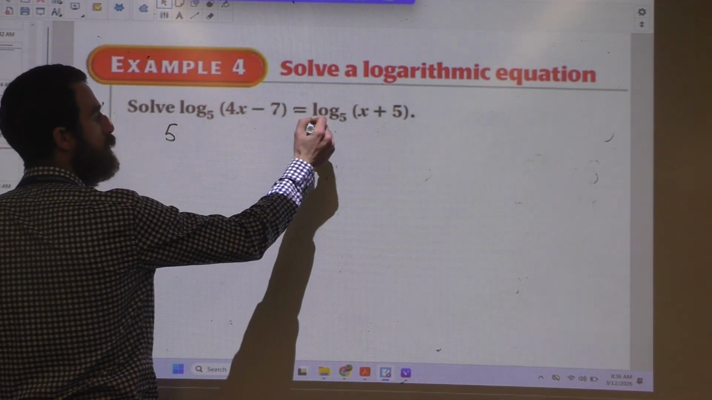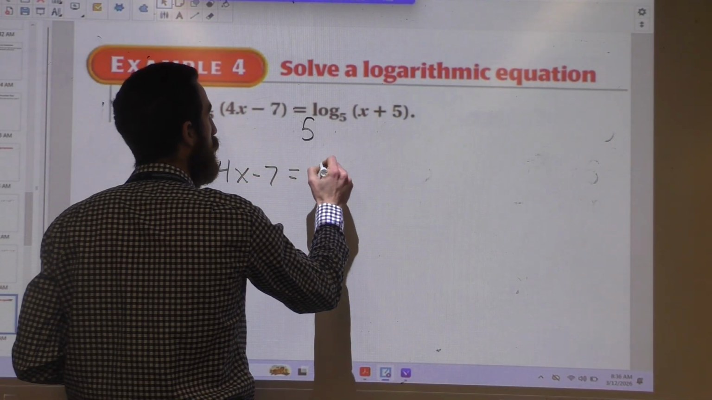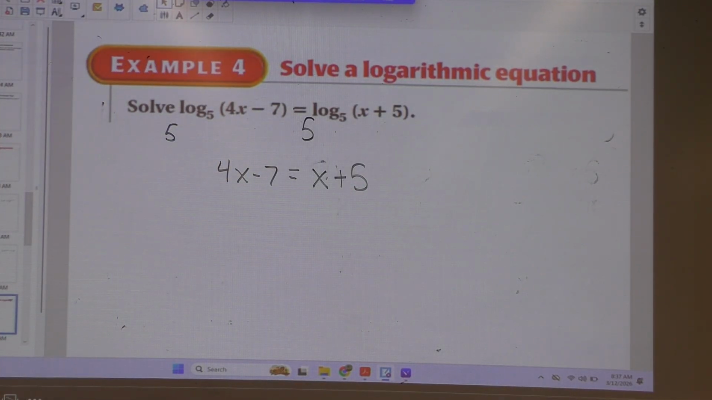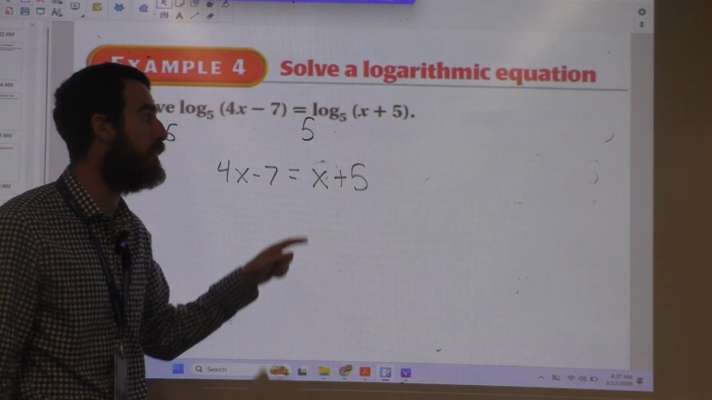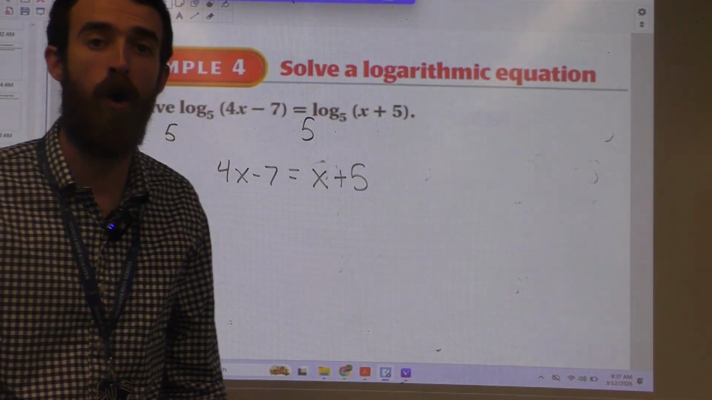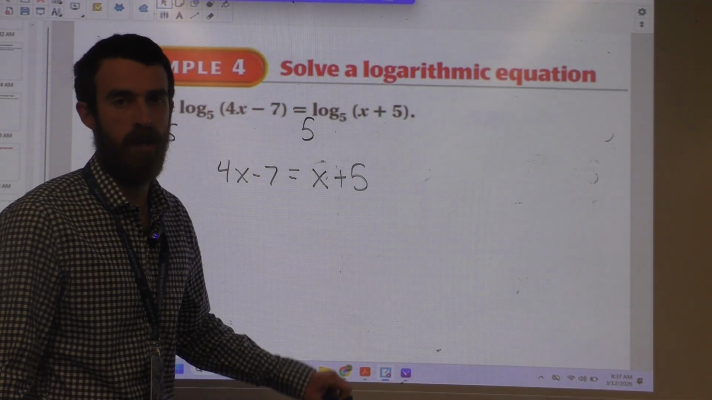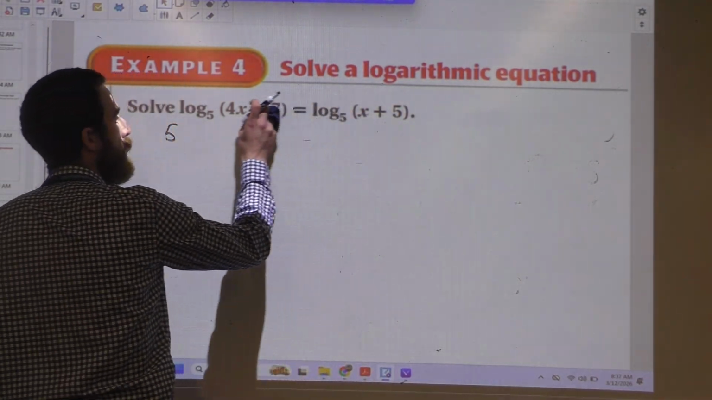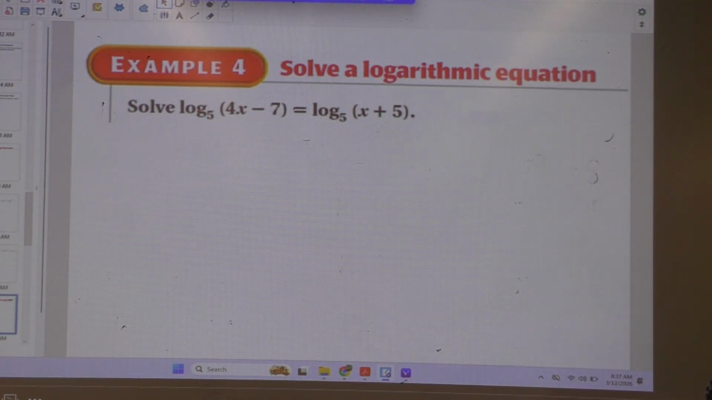Technically, I could say I'm raising 5 to the power of both sides. But at the end of the day, as long as you have the same base, it should make sense to you that you would equate the two arguments. You might have seen that on your calculator. Invalid argument. The argument is what is inside of the logarithm, but it's actually what's inside of any function, the argument of a function. 4x minus 7 equals x plus 5. I will leave that as an exercise to the class. You can solve for x there.